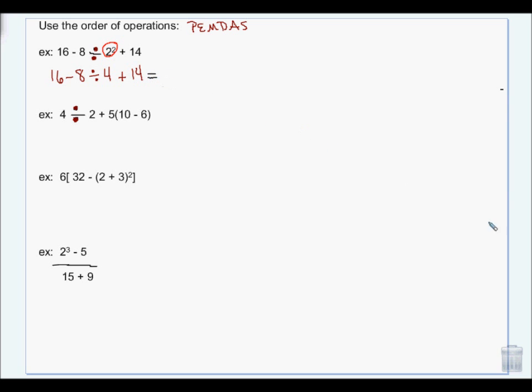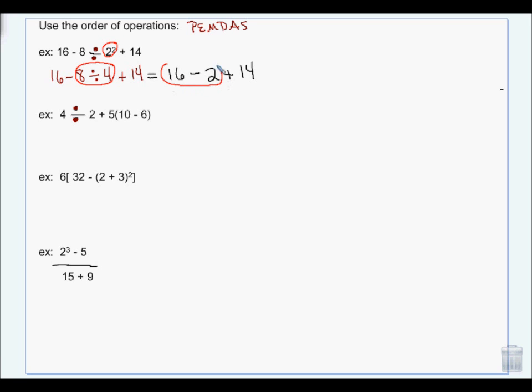The next thing on my list is multiplication or division. So I come across the problem, I go minus, divide, plus. Okay, so divide comes next. So I'm going to do that division, so I get 16 minus 8 divided by 4 is 2, and then plus 14. Do you see how nothing else is changing except the thing that I'm circling? I'm doing that operation. Okay, and then addition and subtraction come in order as I see them.